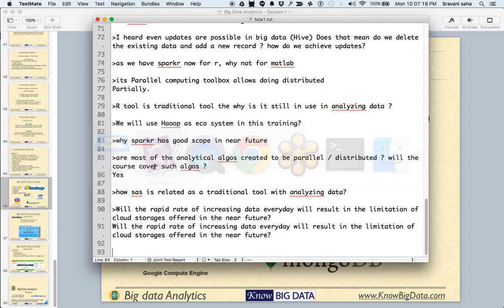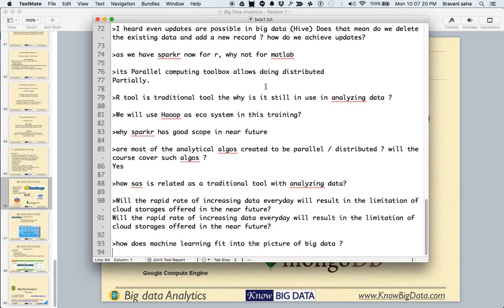Now, Darshan's question is, how does machine learning fit into the picture? Good question. Let me try to be crisp and quick. Machine learning is good only if you have humongous data. Just like a person with more experience is able to cope with more kinds of situations and is able to figure out solutions more, similarly, a machine which has seen more data can plot a better graph and do the prediction better.